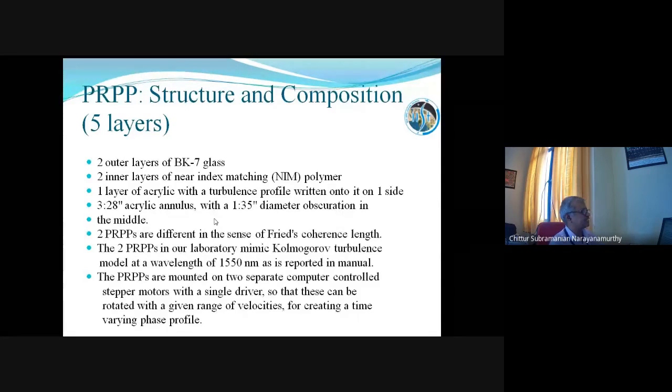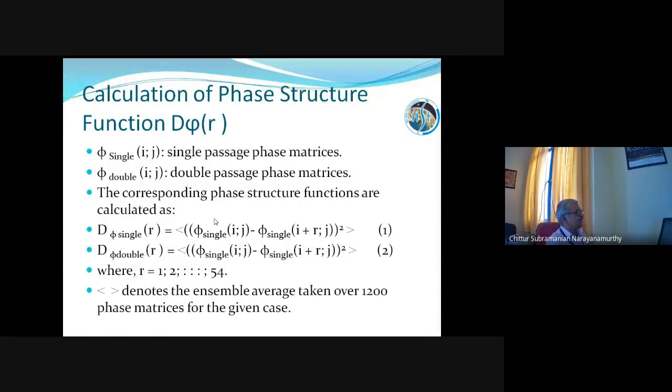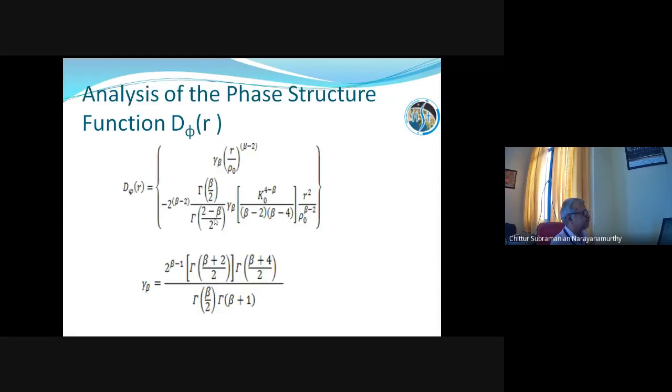So this is the exact explanation of the pseudo-random phase plate. Now, how do you calculate this one? We can make the single passage phase matrix and the double passage phase matrix, and we can find d phi double using these. The corresponding phase structure function can also be calculated from the single and double phase matrices. We can find the ensemble averages using this too.